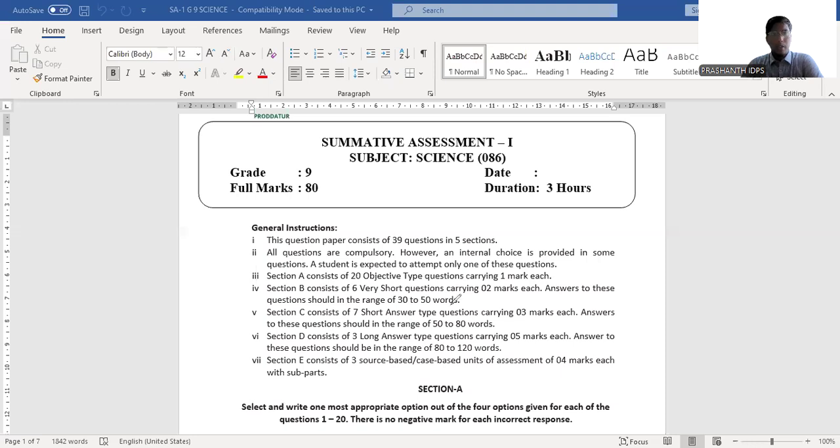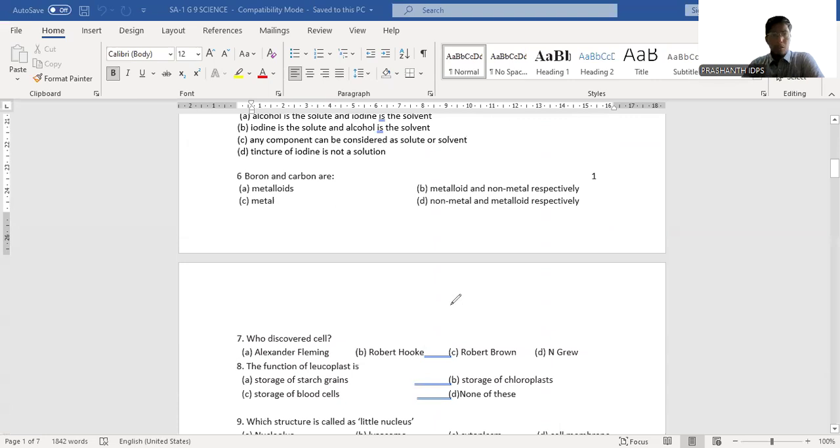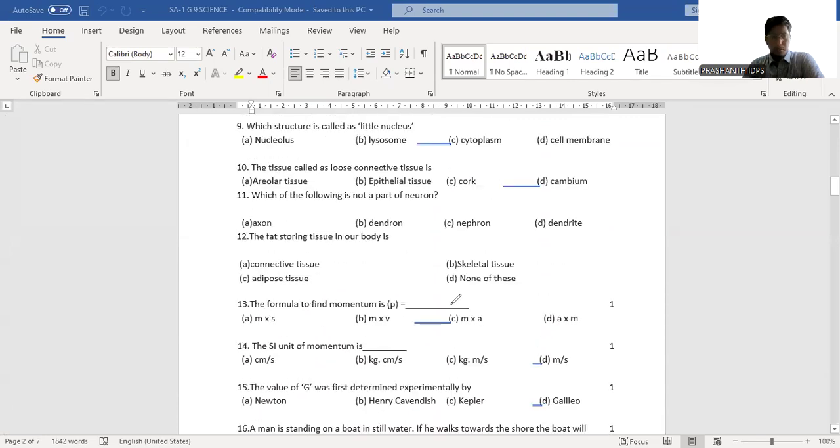Okay, so we will discuss all physics answers. The physics questions start from 13. So first I'll start with MCQs. The 13th question, the direct question: what is the formula to find momentum? We know that momentum P is equal to mass into velocity. So the answer is option B.